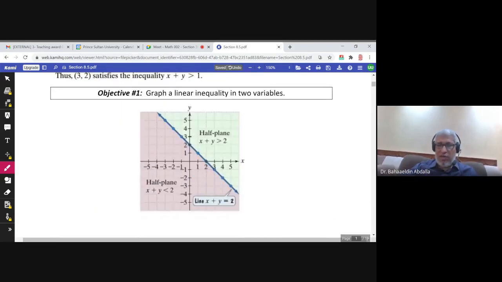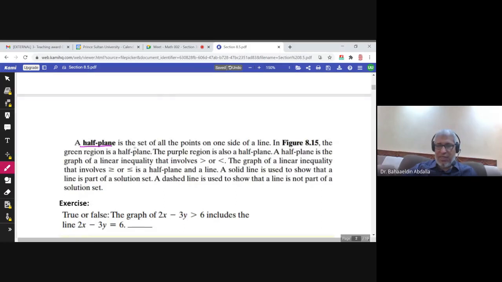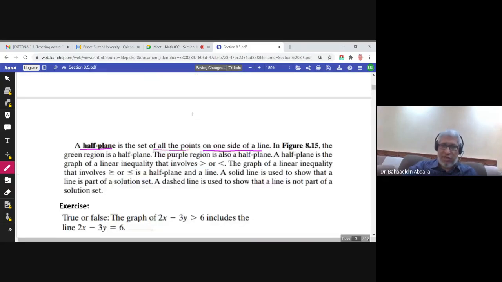Now, objective 1 is how to graph a linear inequality in two variables. This blue line is the graph of the equation x plus y equals 2. Now, the graph of a linear inequality would be a half plane. This half plane is the graph of x plus y greater than 2, and this half plane is the graph of x plus y less than 2. A half plane is the set of all points on one side of a line, as you have seen here in this figure.